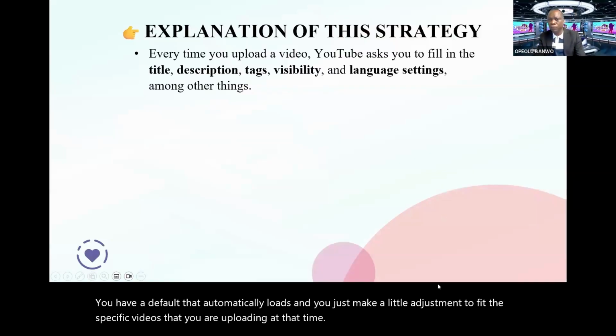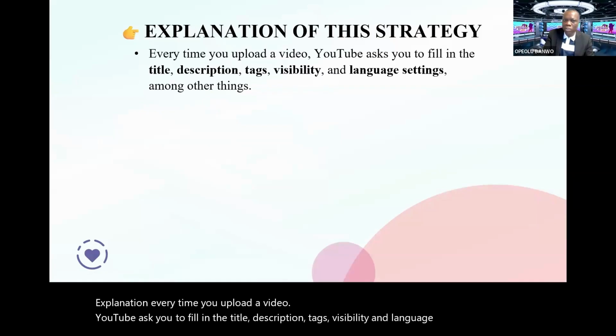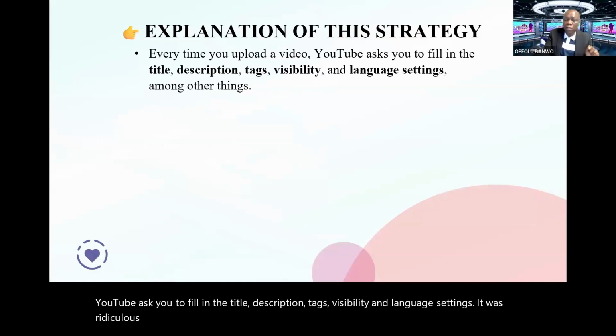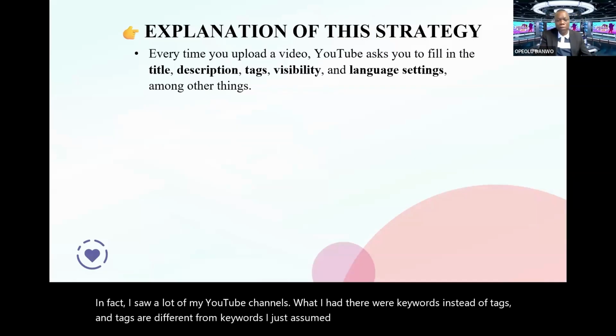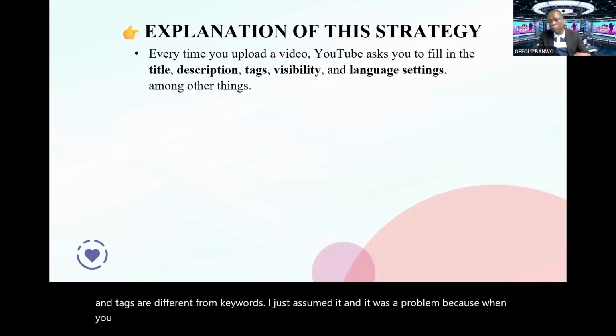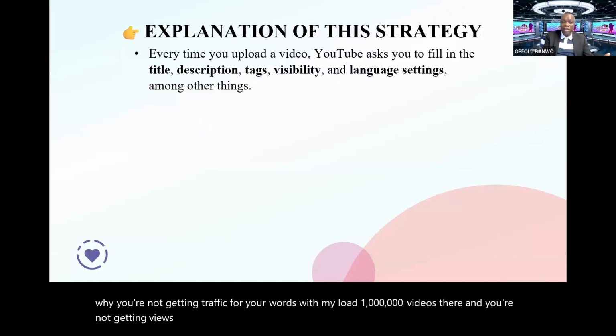Explanation. Every time you upload a video, YouTube asks you to fill in the title, description, tags, visibility, and language settings. It was ridiculous, but until very recently, I was not even differentiating between tags and keywords. In fact, I saw that in a lot of my YouTube channels, what I had there were keywords instead of tags. And tags are different from keywords. I just assumed it. And it was a problem, because when you put keywords where tags is supposed to be, your stuff doesn't get ranked. And you don't know why you're not getting traffic for your words. You might load 1 million videos there and you're not getting views because the algorithm can't read anything.